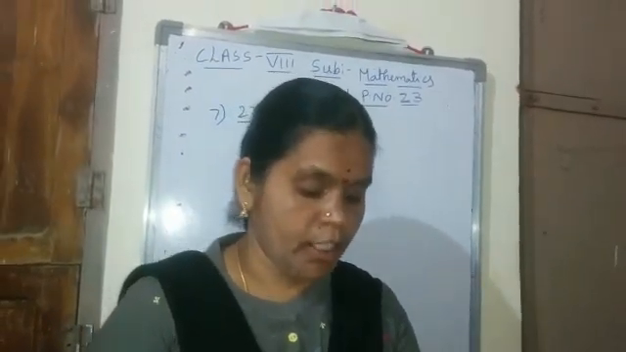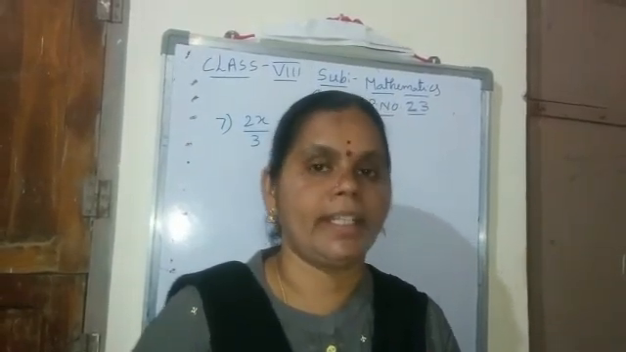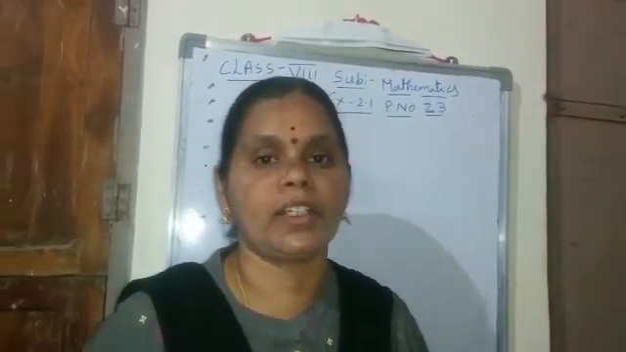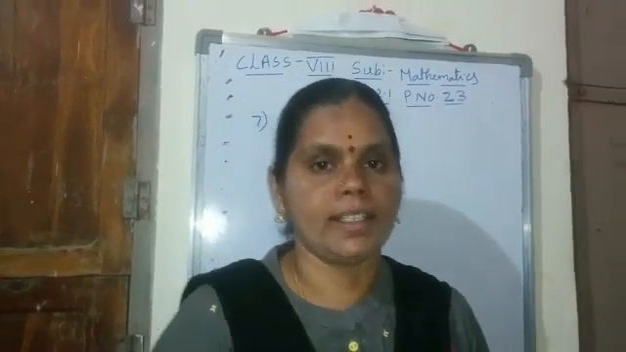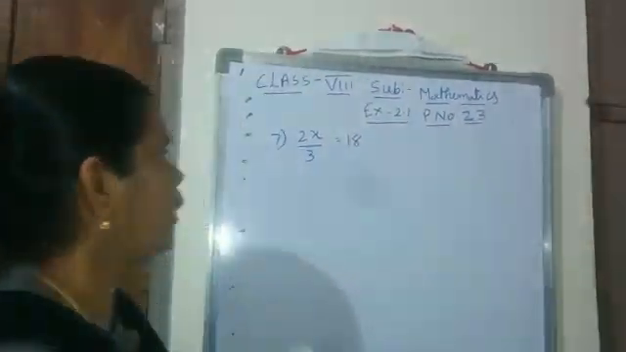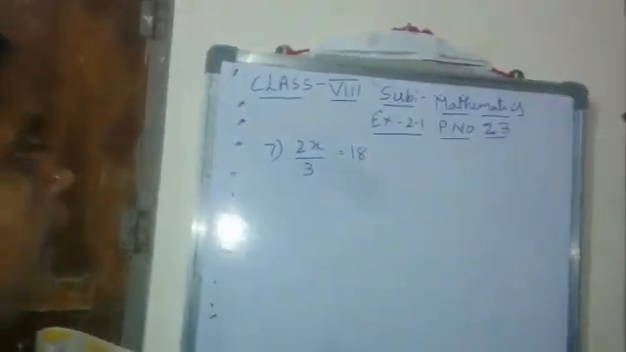Now the seventh one, 2x by 3 is equal to 18. Children, all of you open your class works. Note down in your class works whatever I have written on the board. Now 2x by 3 is equal to 18.